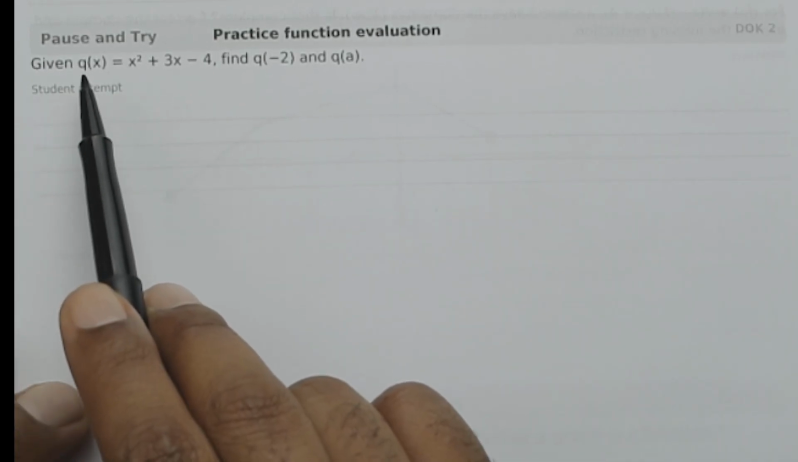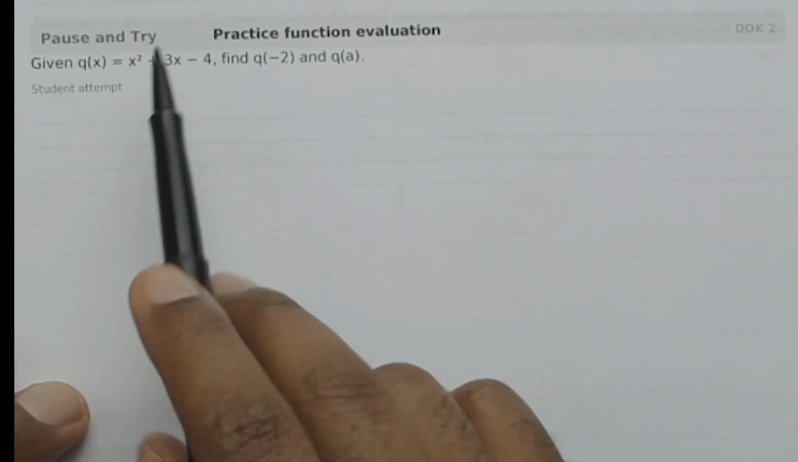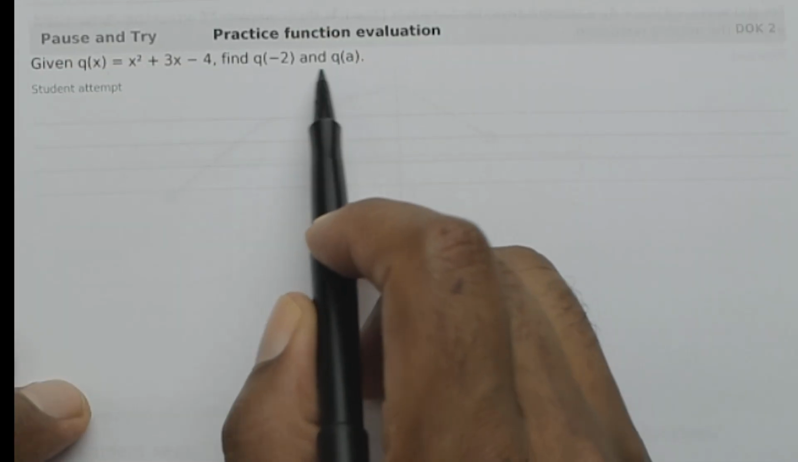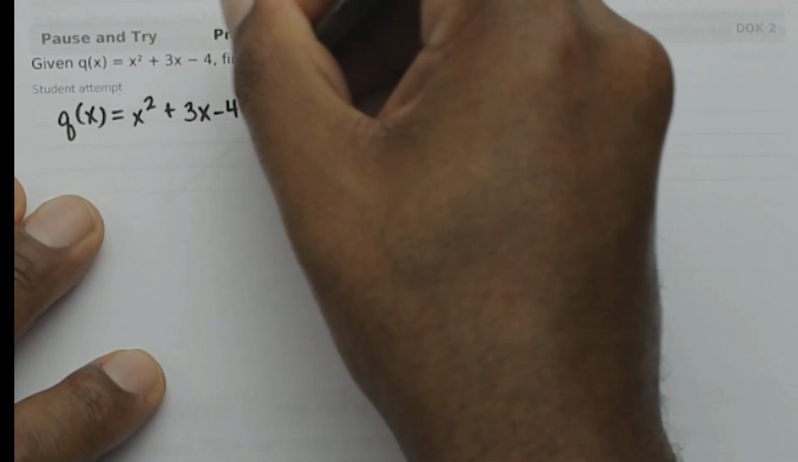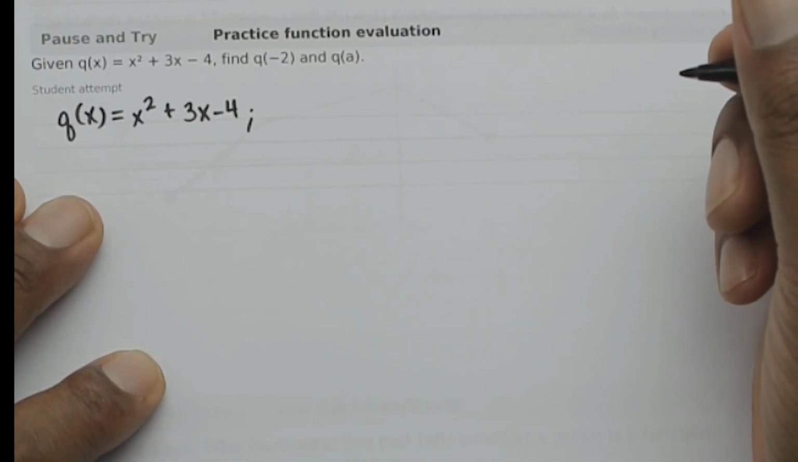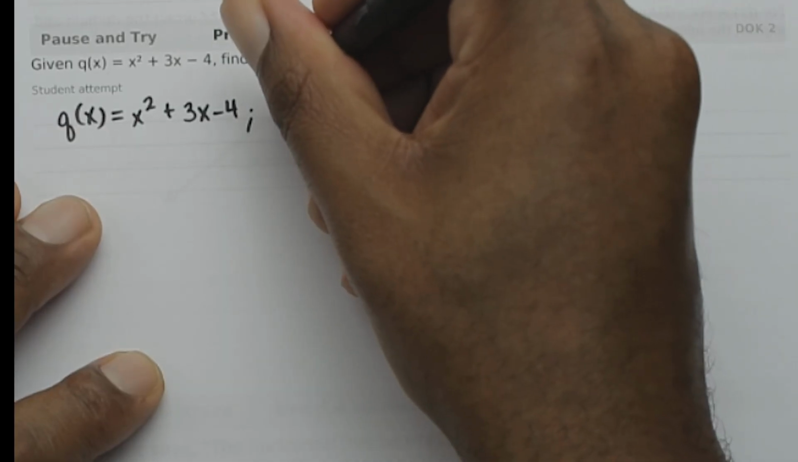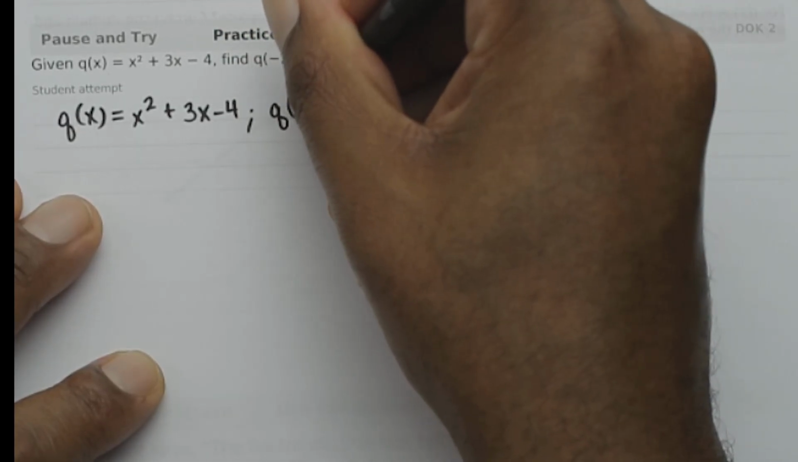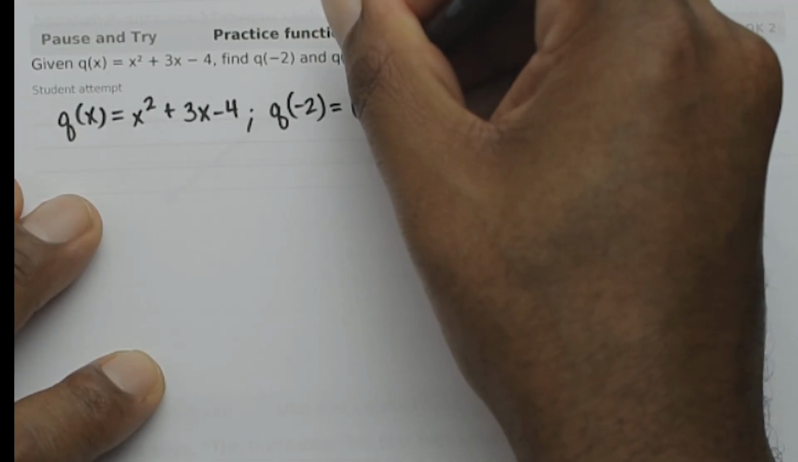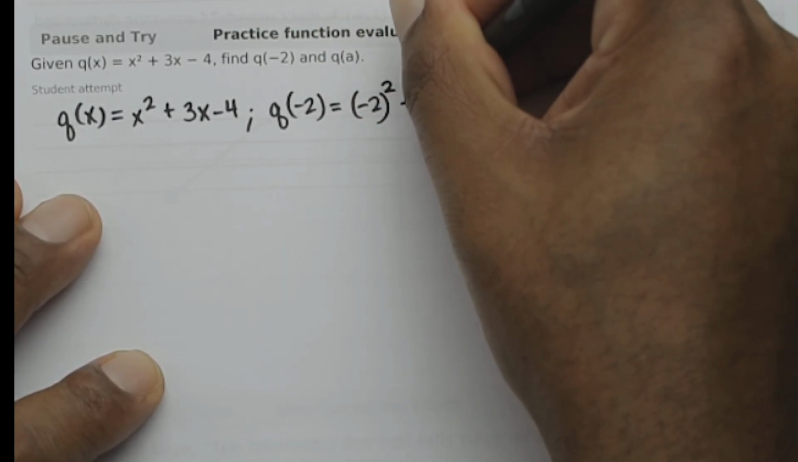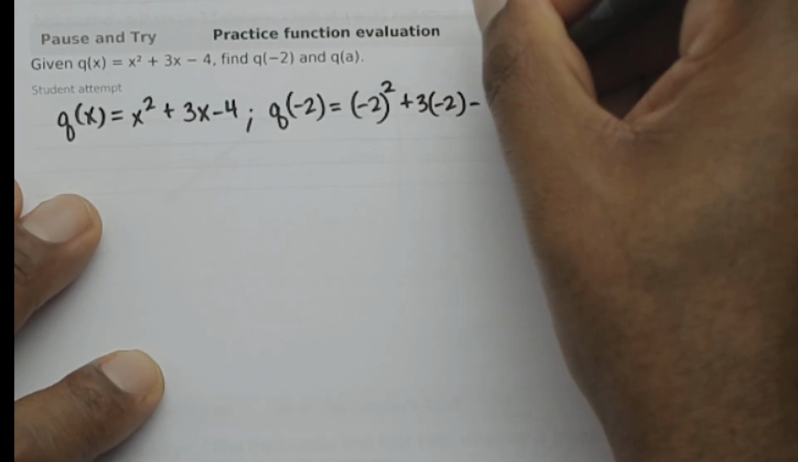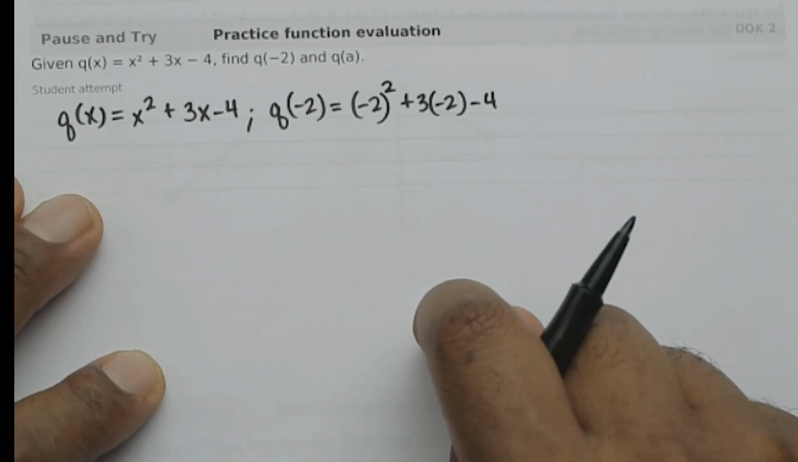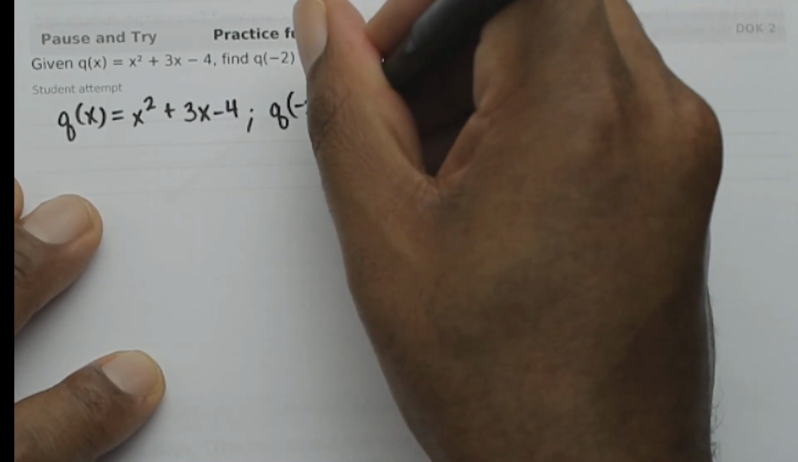All right, so we're given q of x equals x squared plus 3x minus 4, and then we're going to find these two. So let me go ahead and write this expression here just so I'll know that I'm using the proper equation. Okay, now I'm going to substitute negative 2 inside the equation. So q of negative 2 equals negative 2 squared plus 3 times negative 2 minus 4. So notice all I did was substitute negative 2 for wherever I see x.